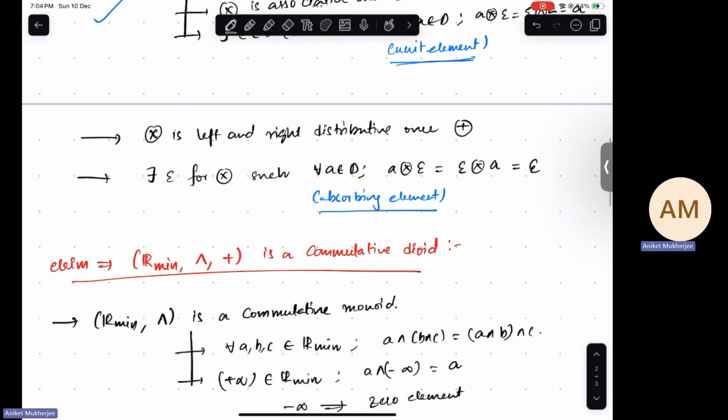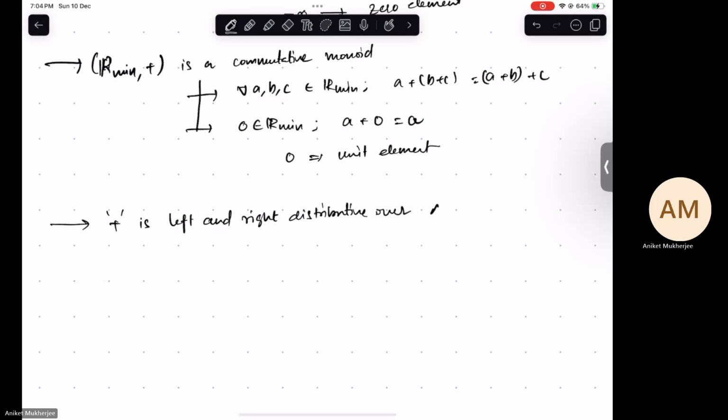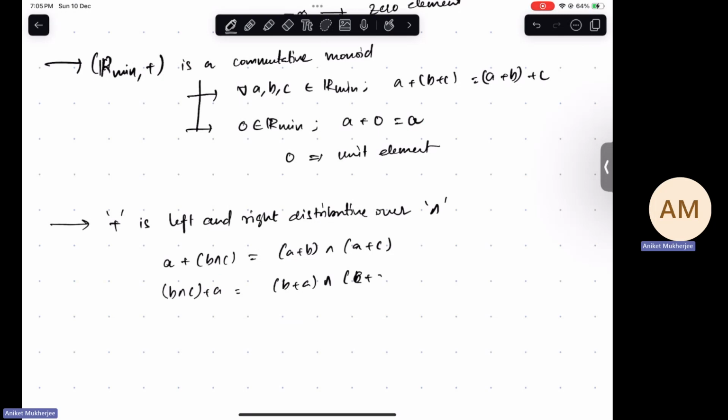Left and right distributive over min. So plus is left and right distributive over min. So we can say that a plus (b min c) is equal to (a plus b) min (a plus c). This is true. And (b min c) plus a equal to (b plus a) min (c plus a). These both are true, hence the third one is also true.